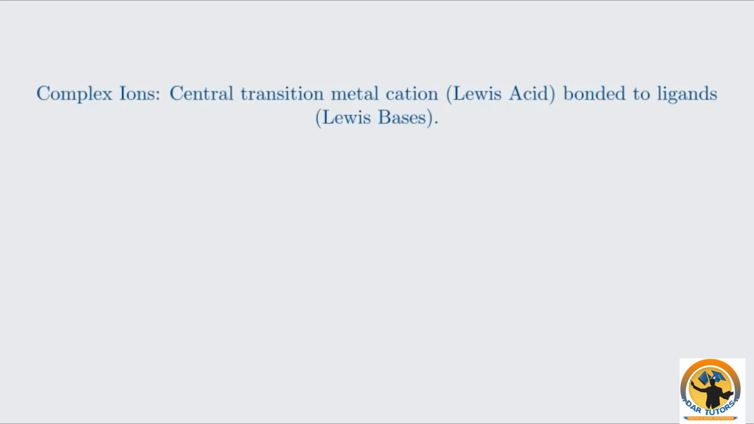The Lewis acid-base concept is also central to understanding coordination chemistry, which is the study of complex ions. A complex ion consists of a central transition metal cation, which acts as a Lewis acid, bonded to several other molecules or ions, called ligands, which act as Lewis bases. The ligands donate a pair of electrons to the transition metal cation, forming coordinate covalent bonds.